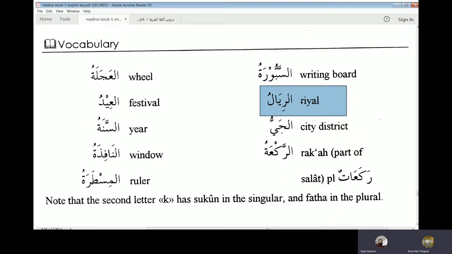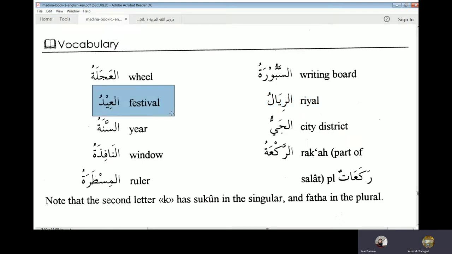Okay, just like you have dollars. You said in India they use rupees? Yeah, in Pakistan we use rupees. In Saudi Arabia, people use riyal. In United Kingdom, people use pounds. In Europe, people use euros. And in USA, people use dollars. So this is the currency, okay?